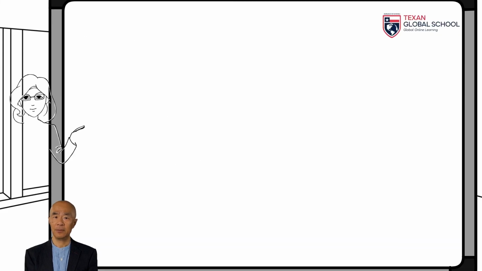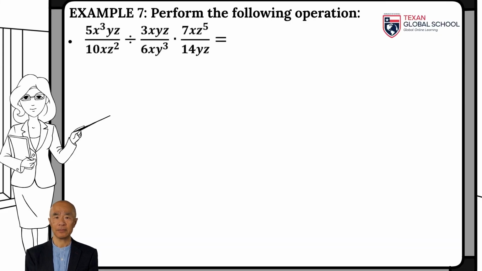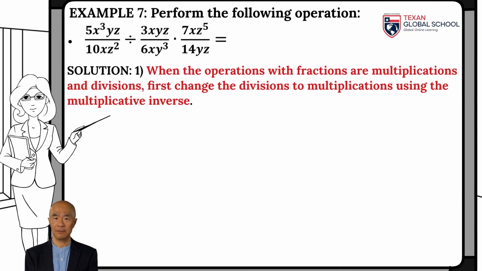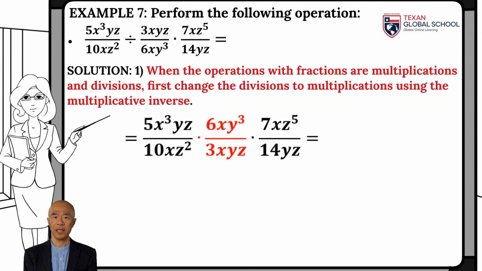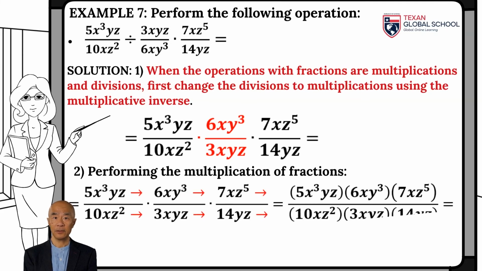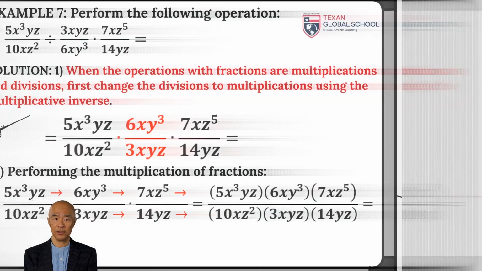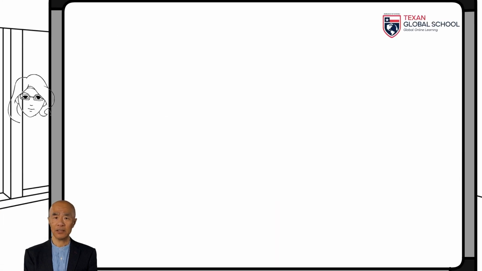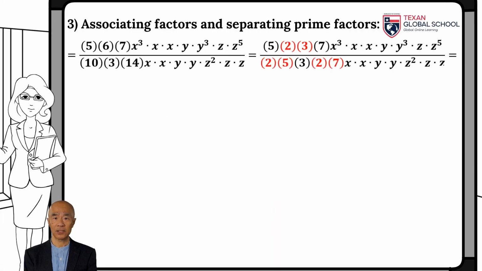In this last example, we have two operations, a division and a multiplication. When the operations with fractions are multiplication and division, first change the divisions to multiplication using the multiplicative inverse. So, we first obtain the multiplicative inverse of the divisor by changing the numerator with the denominator. Then direct multiplication is performed, numerators with numerators and denominators with denominators. We associate factors and separate prime factors to simplify.